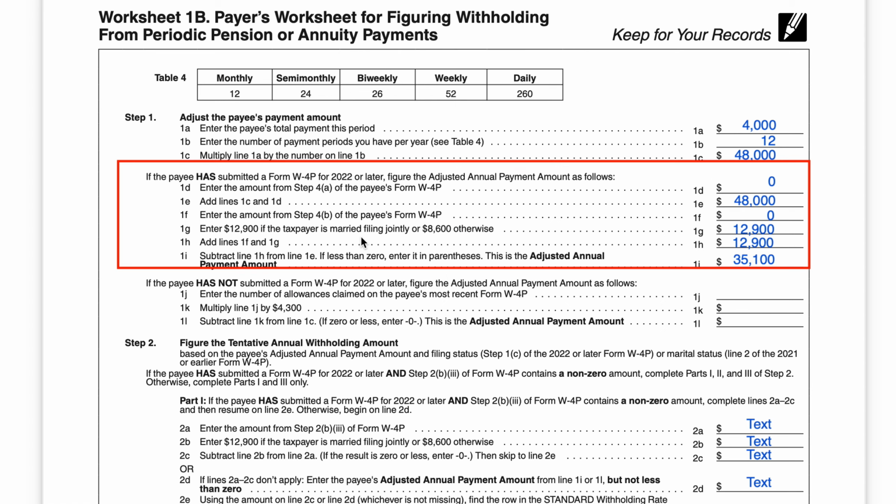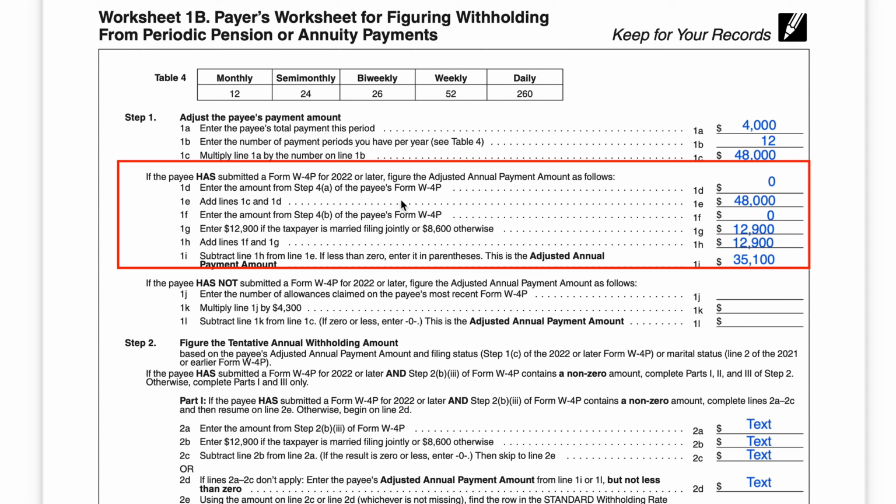In the next step, we're going to go through, there's a decision point. If the payee has submitted a Form W-4P for 2022 or later, then you're going to use steps 1D through 1I. If the payee did not submit a Form W-4P for 2022 or later, and the payer is having to use an old form, then they would use these steps right here. They would use one or the other, but not both.